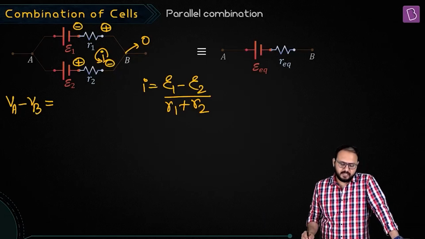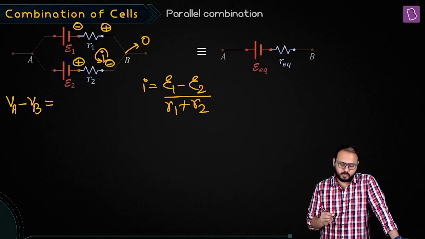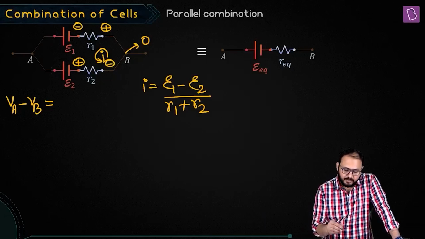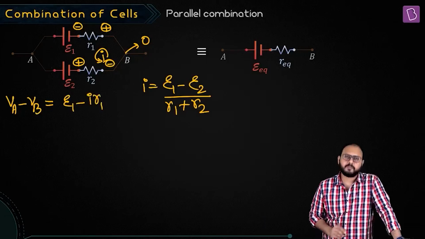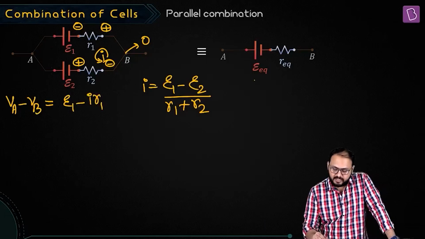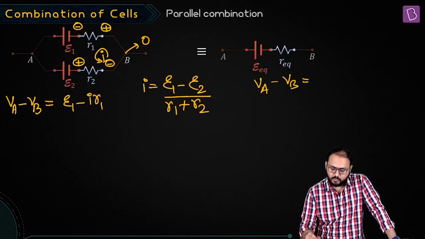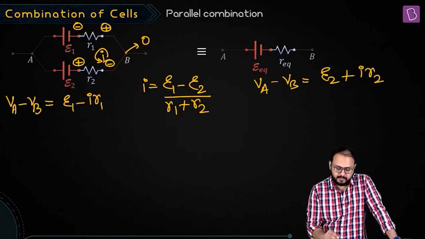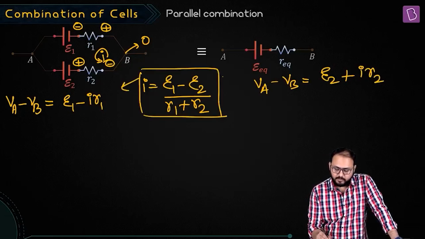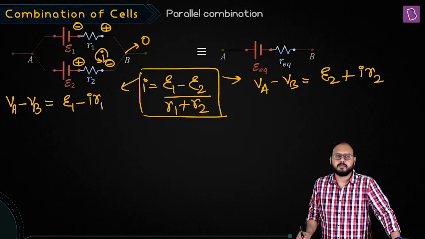How many ways are there to go from B to A? 2 ways, either upper or lower. So if you follow the upper method, minus IR1 plus E, it is E1 minus IR1. If you take the other way, then, sir, it is plus E2 plus IR2. Sir, which one is correct? What are you talking about? Why don't you put the I value here and check?